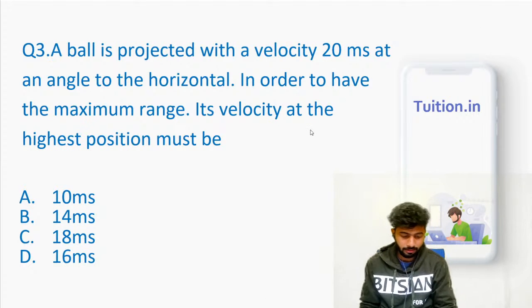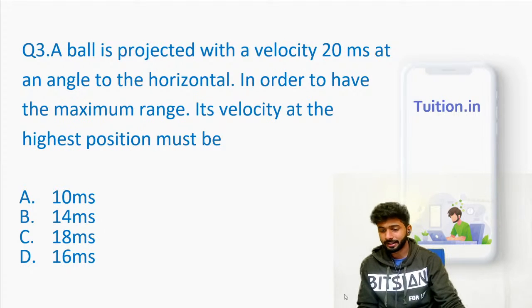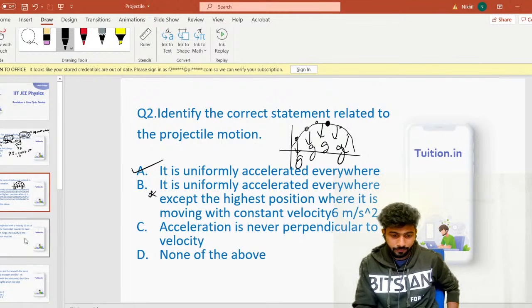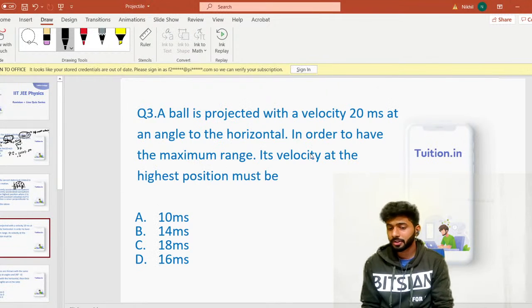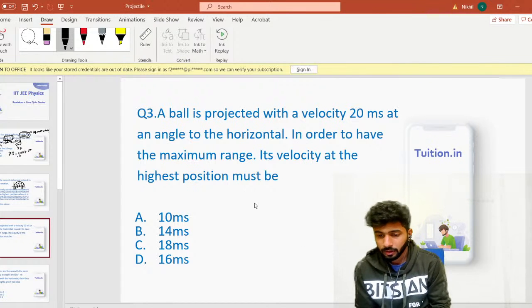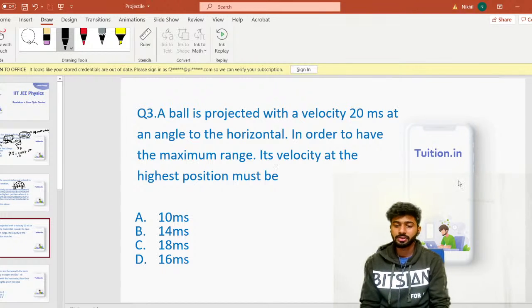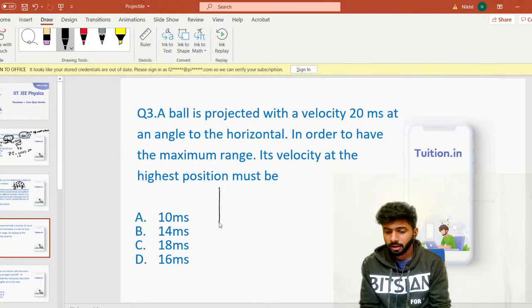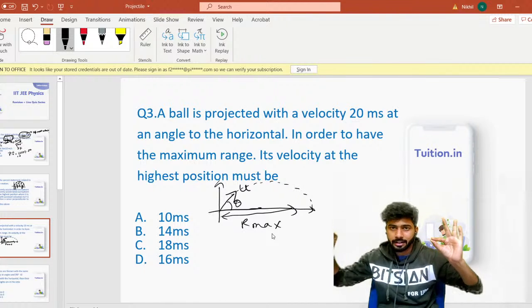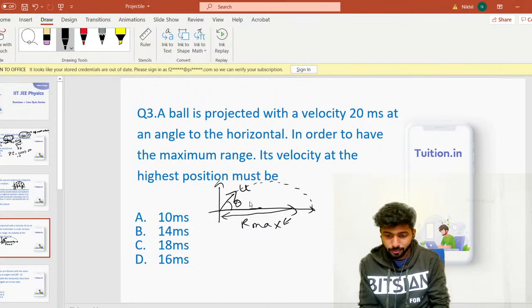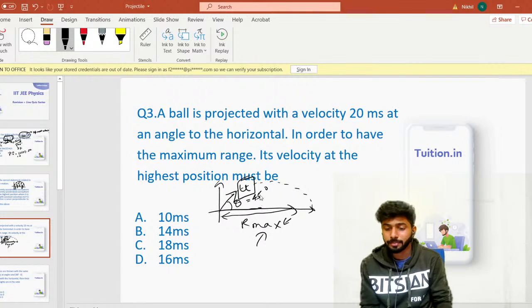Anyways, the answer to the question is 14 meter per second, right? Let me explain for those of you who were not able to understand it. A ball is projected with 20 meter per second at an angle to the horizontal. In order to have maximum range, its velocity at the highest position must be. If I project a body with some velocity at some angle, it will go in a projectile motion. When will this range, the horizontal distance that it covers, be max? That range is max when theta is 45 degrees, for a fixed value of u.